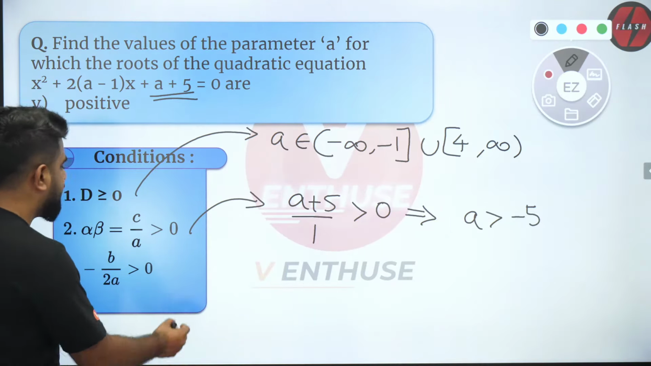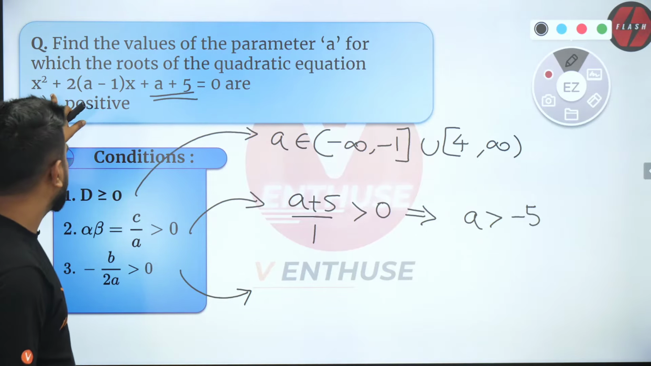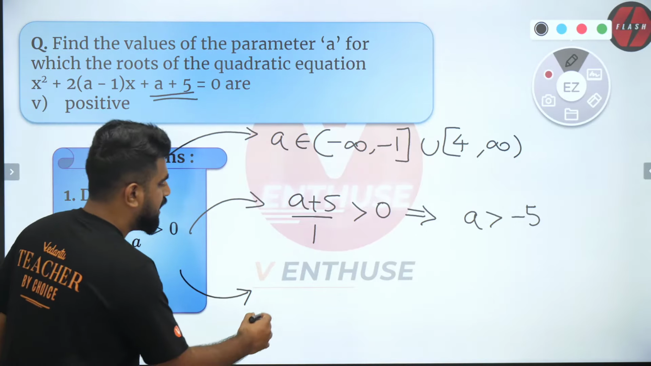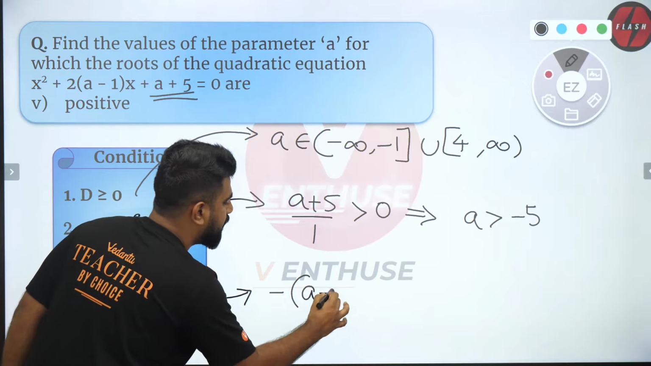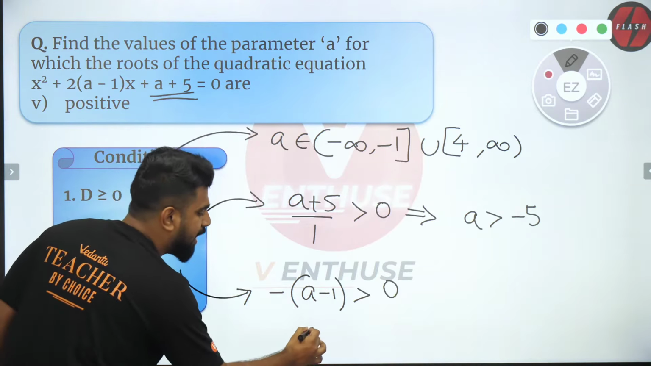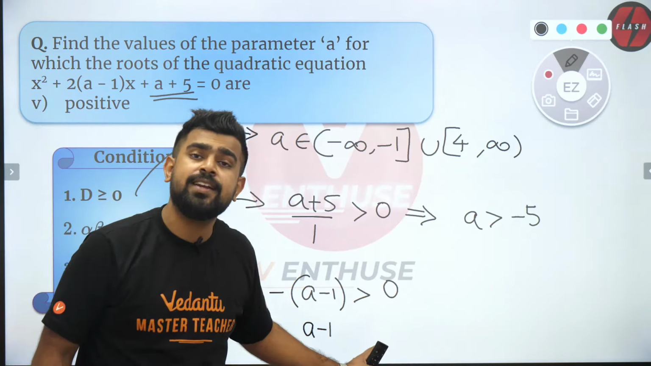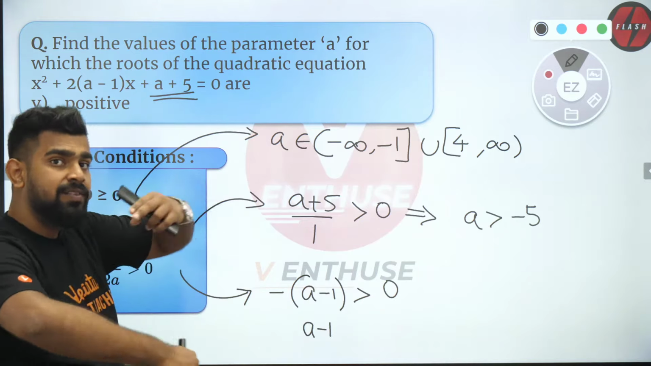Then what is the third condition? Minus b by 2a. What is minus b by 2a? If I do that, I will get minus of (a minus 1) is greater than 0. If I multiply by minus, it will become reverse. Whenever you multiply a negative sign, the inequality will reverse.